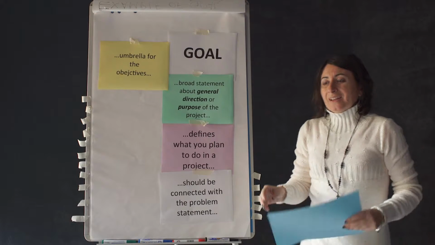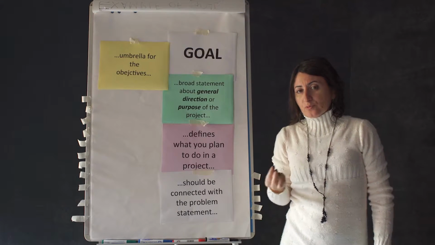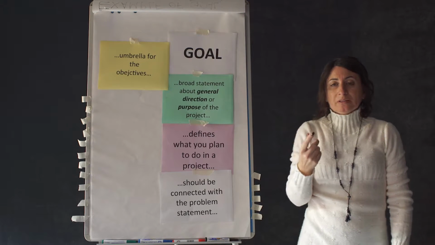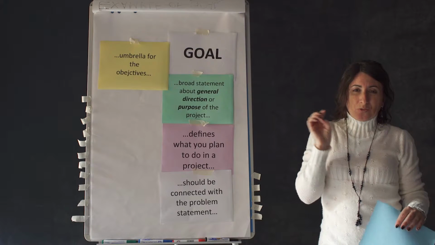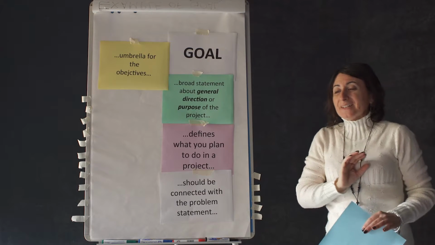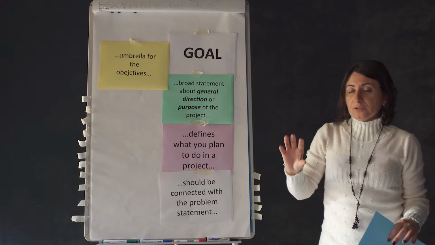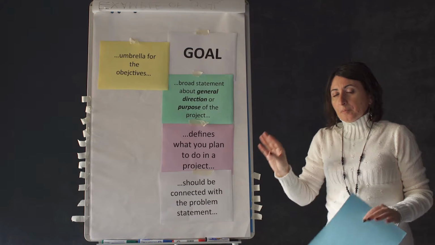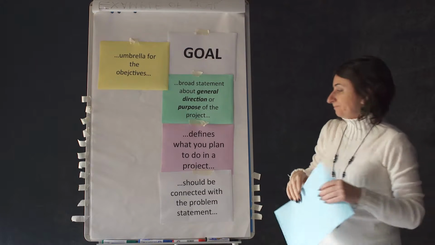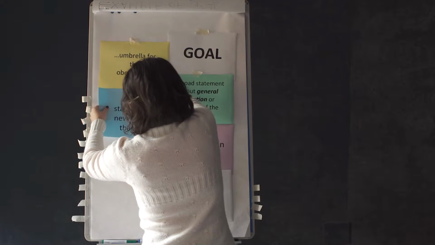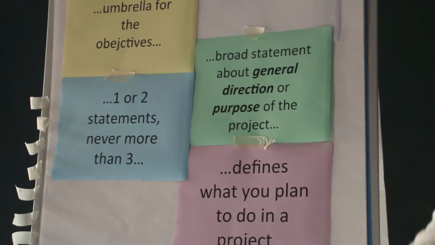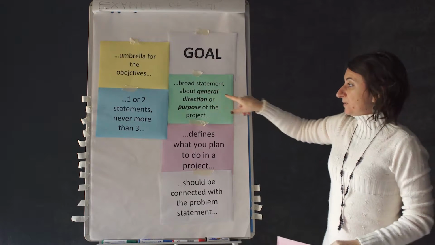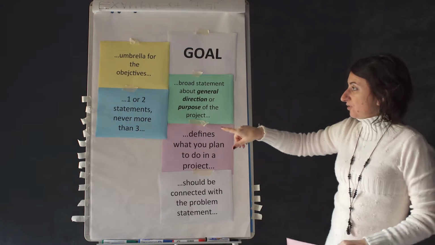Usually also we say aims and goals in plural, but usually you have one or maximum two sentences when you are defining your goal, but anyway never more than three. It has to be a sentence, well structured, defined, but not too long. One or two statements.